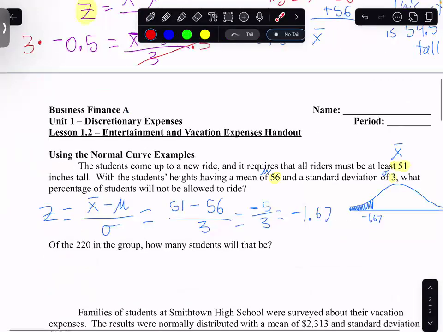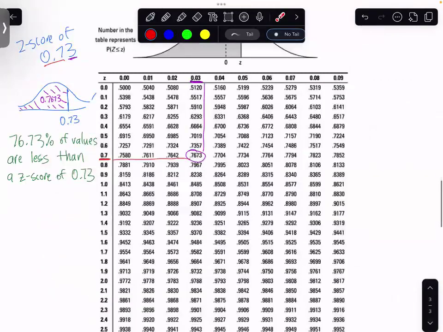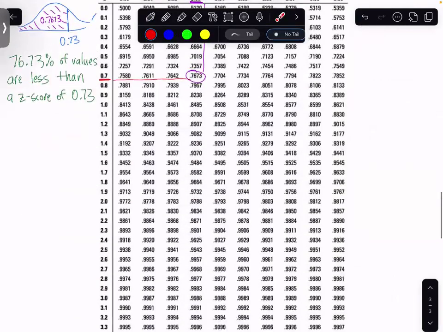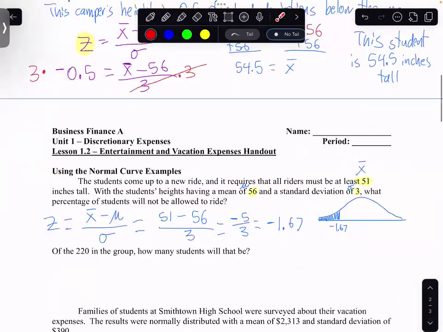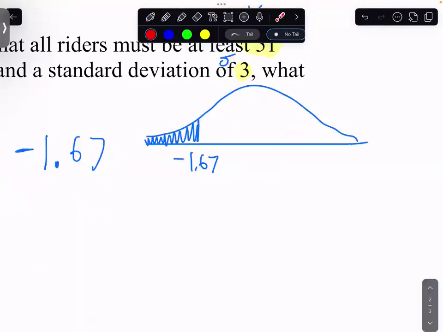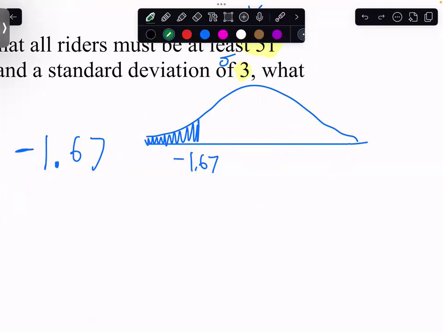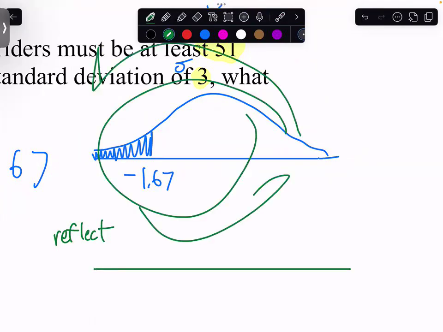Okay, so here our z-score was negative 1.67. So we're going to want to look up negative 1.67 on our table. But you might notice this table does not have negative numbers on it. Okay, so what do we do? You would need to flip the curve horizontally. Again, you can imagine you grab this and flip it around.